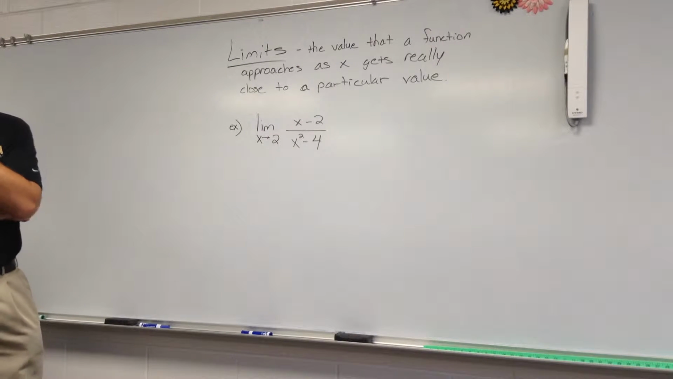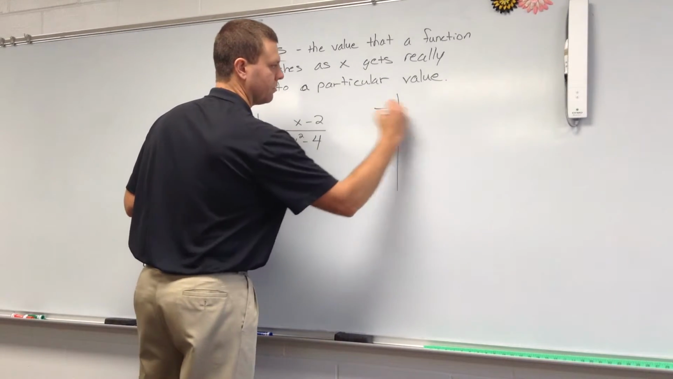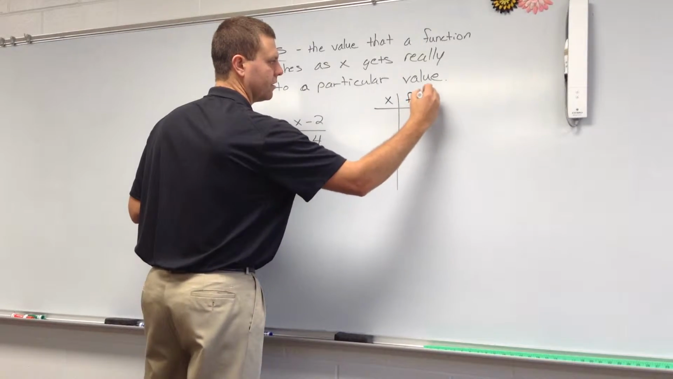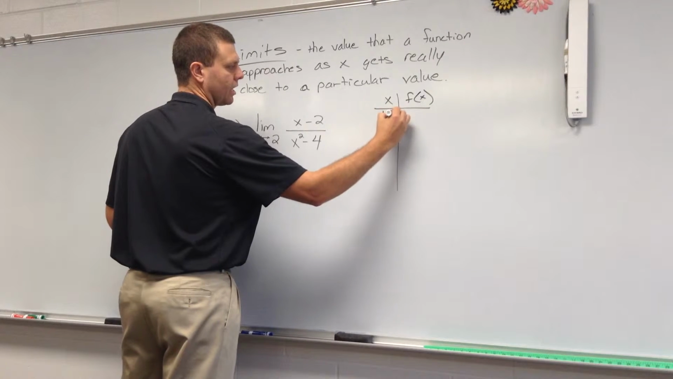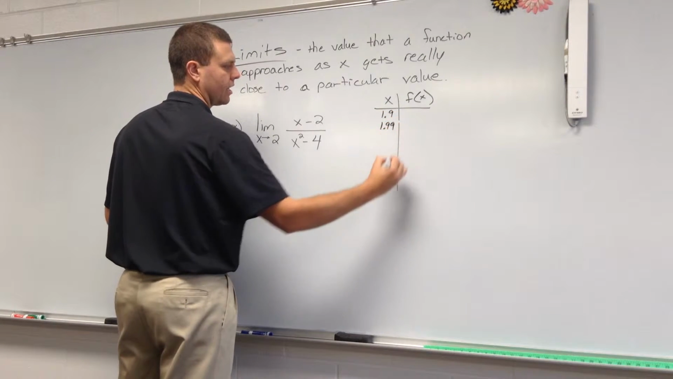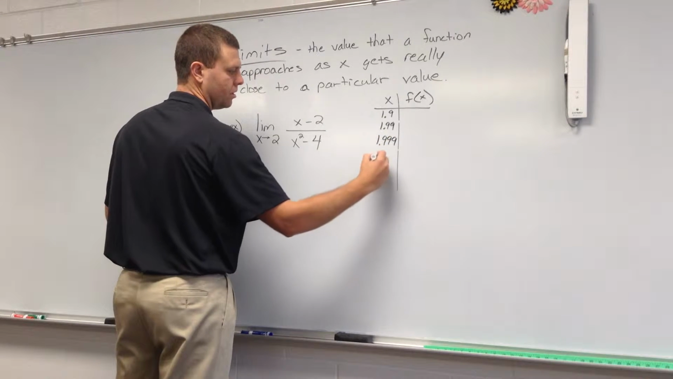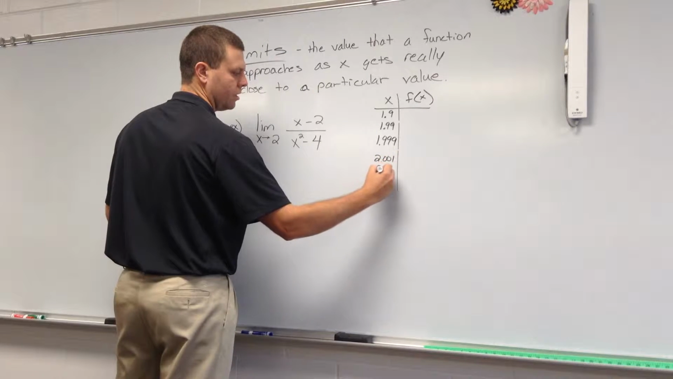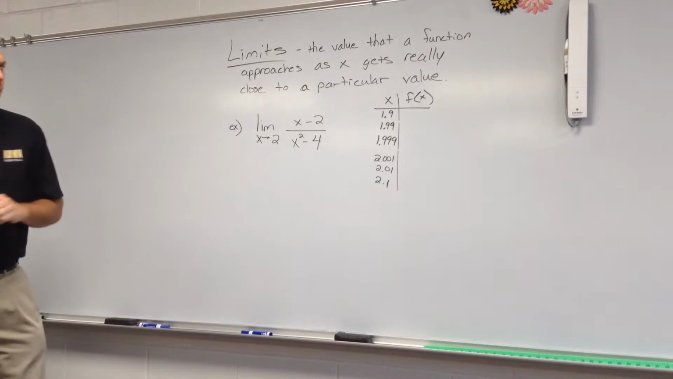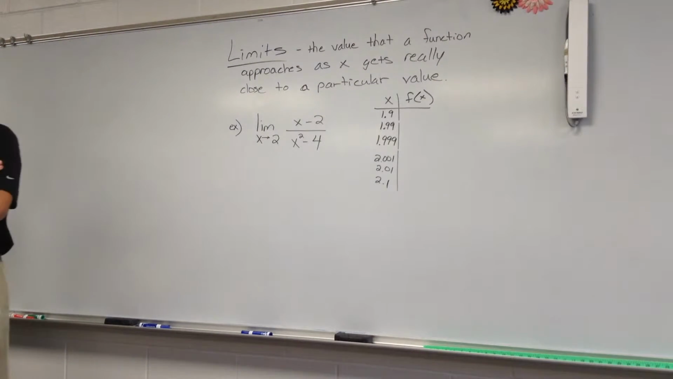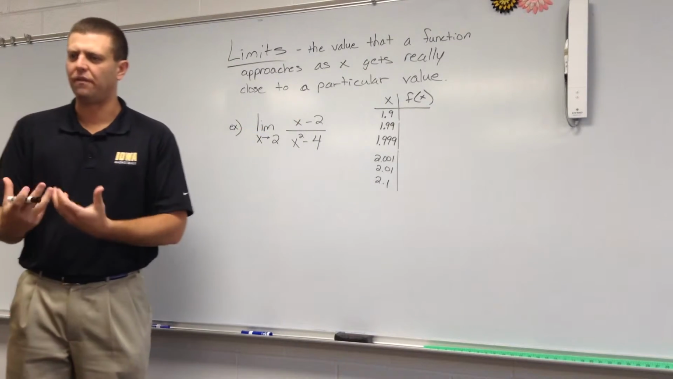This goes along with what we did at the start. If I make a little table of values, we'll call it x and then f of x here. We'll do 1.9, 1.99, 1.999, and then we're also going to do 2.001, 2.01, and then 2.1. We're going to use these values and plug those values in for x and see what we get for the value of the function.